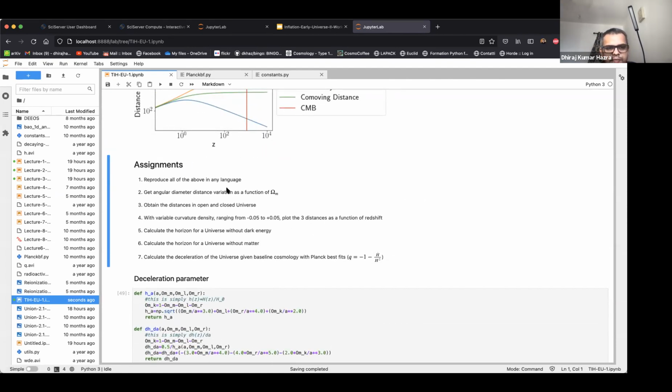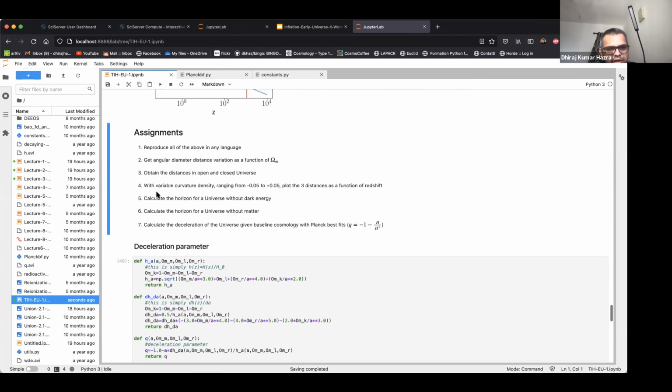Your assignments are to reproduce all the above in any language that you are comfortable with. Get the angular diameter distance as a function of omega matter. Obtain the distances in open and closed universes with variable curvature density ranging from minus 0.05 to plus 0.05, and plot the three distances as a function of redshift. Calculate the horizon for a universe without dark energy and for a universe without matter.